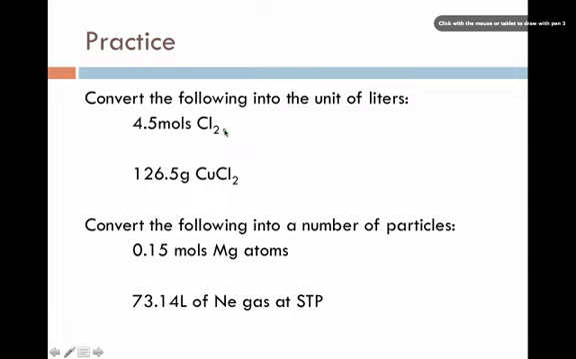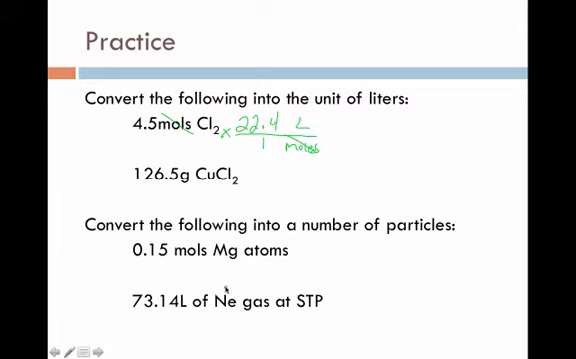We have 4.5 moles here. We need a conversion factor that gets rid of the unit of moles and gets us into the unit of liters. By putting moles in the bottom, they'll cancel. We'll get the unit of liters on the top. And again, your flowchart tells you that there are 22.4 liters for every 1 mole. We can do our math there and get ourselves an answer.